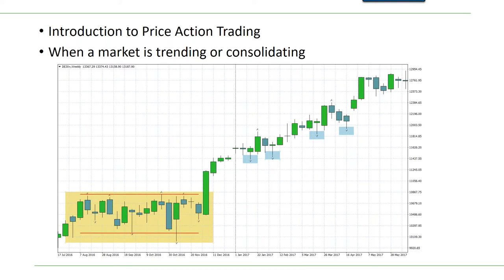What we're looking at is understanding when a market is trending or when a market is consolidating. Here we have a clear, simple chart. As you can see, there are no indicators on there. We have fractals drawn in, but hopefully you can very clearly see when the market was trending and when it was consolidating. You can see this on this weekly chart. We're going to talk about understanding those higher highs and higher lows on the next couple of slides.